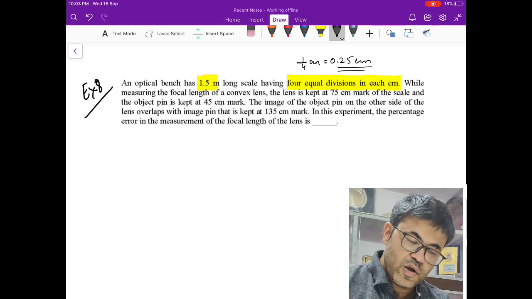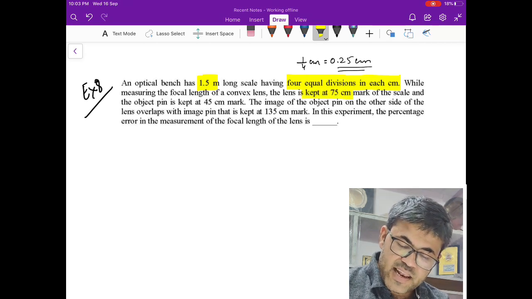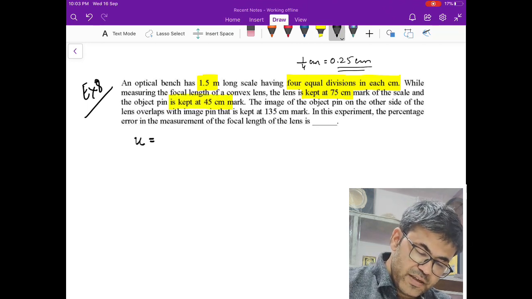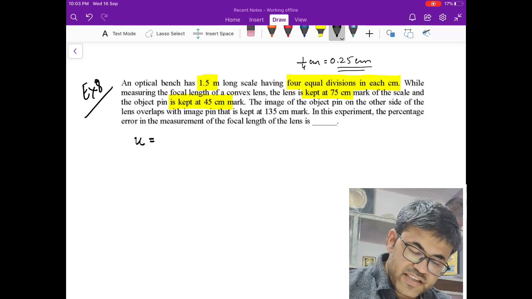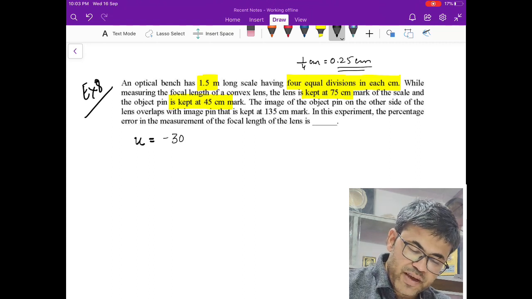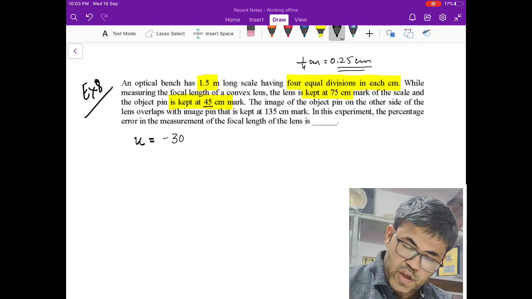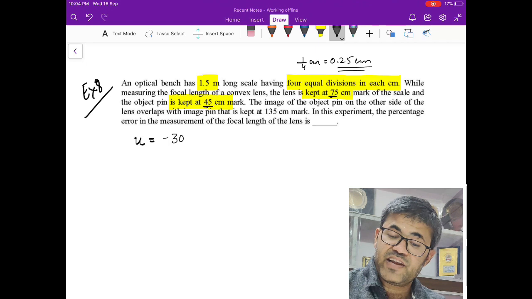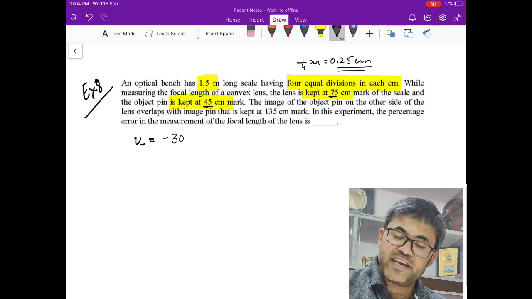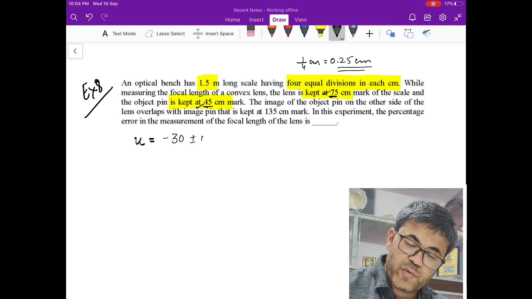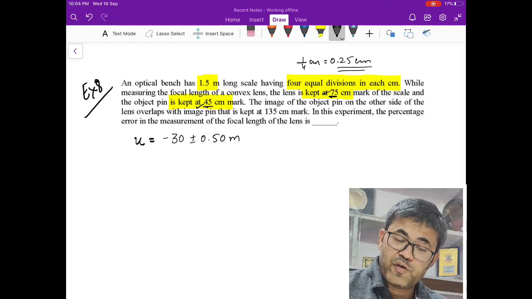While measuring the focal length of a convex lens, the lens is kept at the 75 centimeter mark and the object pin at 45. So what would be the object distance you will write? Because it is 75 and it is 45, the gap is 30, so u is minus 30, but you get this 30 by subtracting these two, and every reading that you take will have this error. So whenever you are adding or subtracting, the error in the final quantity is equal to the sum of the absolute errors of the two. So both are 0.25, so here the error would be plus minus 0.5. So just remember, it is not 0.25, it would be 0.5, because this 30 you get from the difference of the two values.